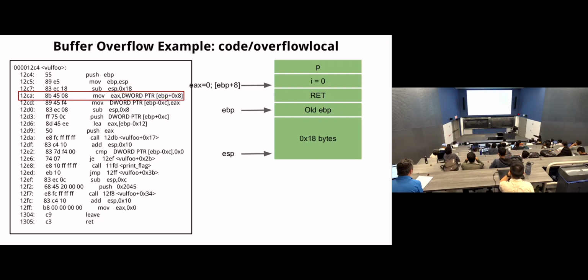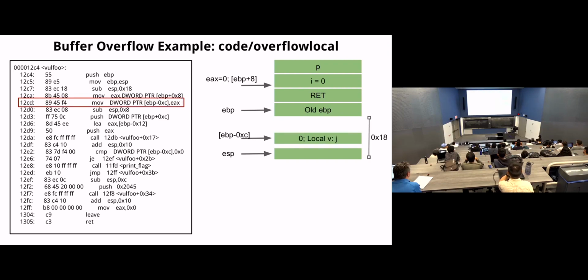Then we move the data at EBP plus 8 to register EAX. What is EBP plus 8? EBP is here. EBP points to the old EBP. EBP plus 4 is the return address. EBP plus 8 is the first argument of this function, which is 0. So after this instruction, EAX will be 0.